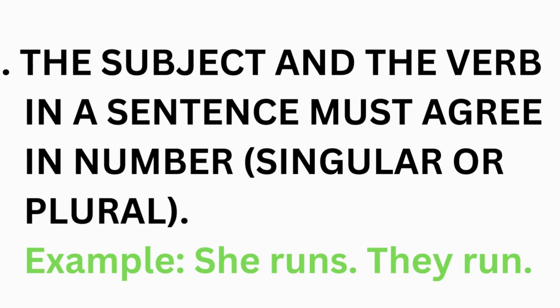Now, these two examples exemplify what we call rules of concord, specifically the subject-verb agreement. This rule states that a singular subject is used with a singular verb and a plural subject goes with a plural verb. So this is one of the rules of sentence formation. The subject and the verb in a sentence must agree in number.